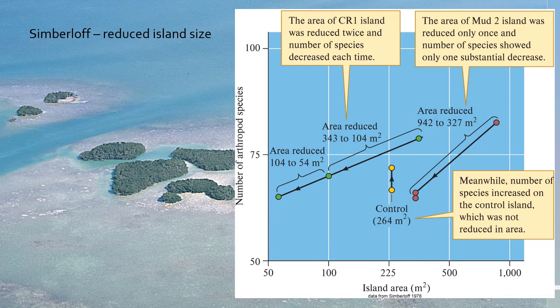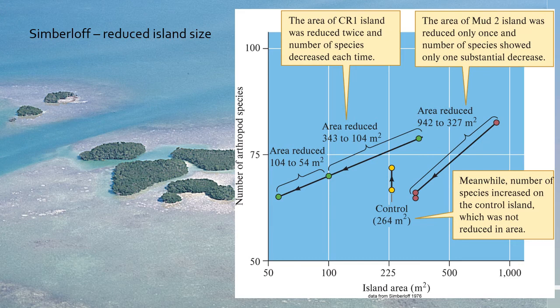In this experiment, Simberloff actually cut the islands up to reduce the island size to look at the area effect. Sometimes when you think about bigger areas, you think, well, a bigger area is going to have more habitats. That's why it would be able to support more species. But if he takes a mangrove island and just cuts off some of the mangrove trees, you've still got exactly the same habitat, and you're just changing the area available to the insects.